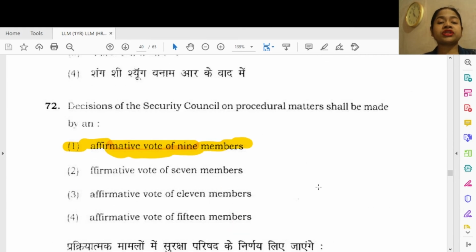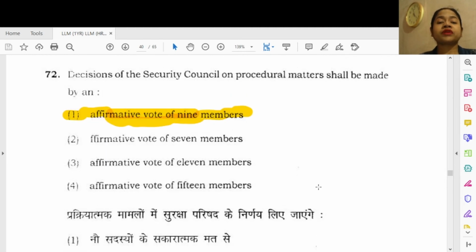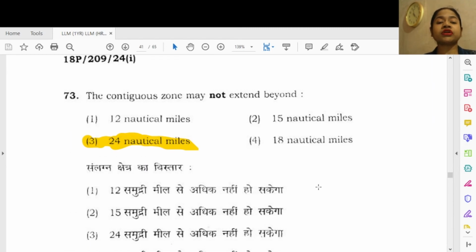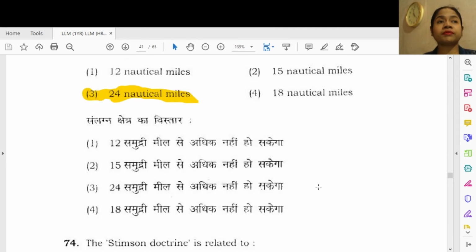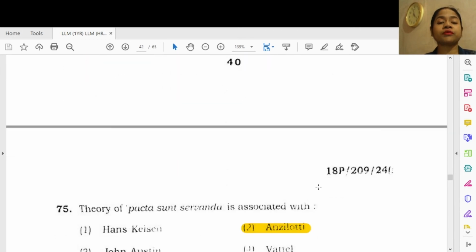Question number 72. Decisions of the Security Council on procedural matters shall be made by, option number 1, an affirmative vote of 9 members. So on procedural matters of the Security Council, the decision has to be made by affirmative vote of 9 members. Question number 73. The contiguous zone may not extend beyond, this is option number 3, 24 nautical miles from the baseline of the territorial sea. Question number 74. The Stimson doctrine is related to option number 3, non-recognition of governments.